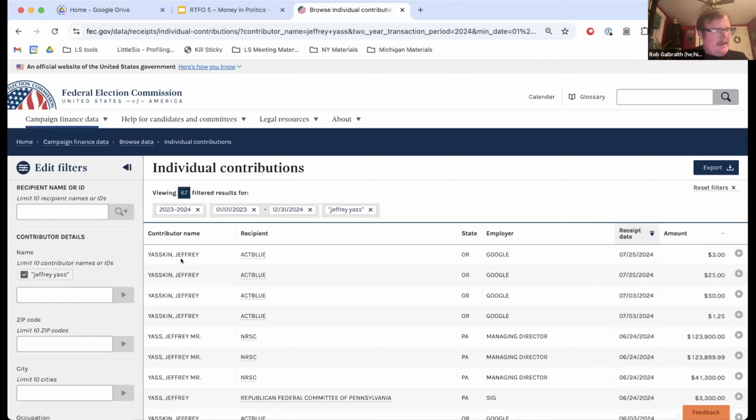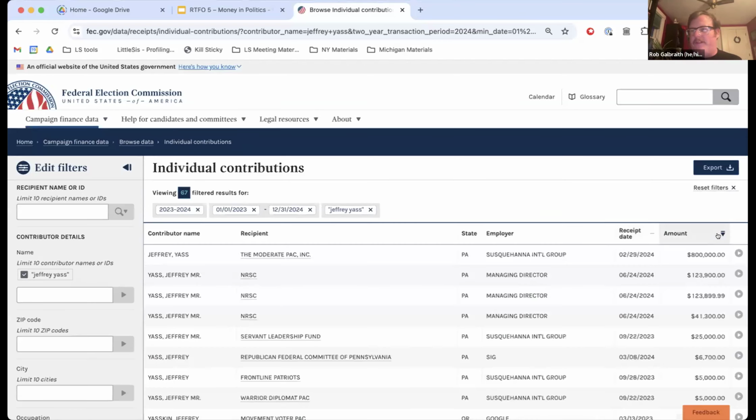The first thing I want to show is that you can really easily sort these by amount by just clicking on the amount right there. Now this is showing us everything from the largest donation amount going down to the smallest. So right at the top of the list here, we have Jeffrey Yass, who is employed by the Susquehanna International Group. On February 29th, Leap Day this year, he gave $800,000 to the Moderate PAC, Inc.